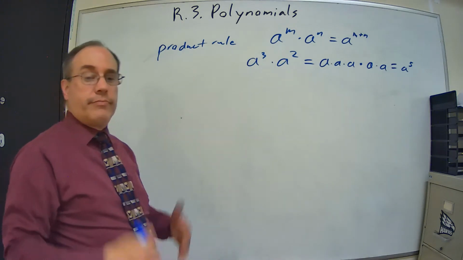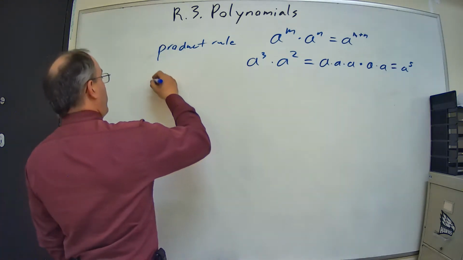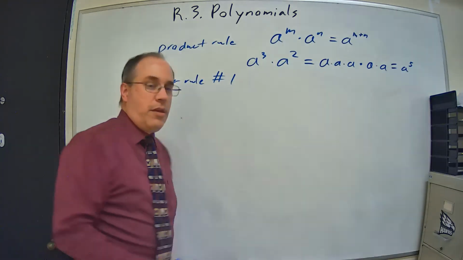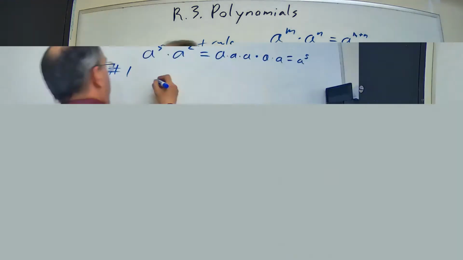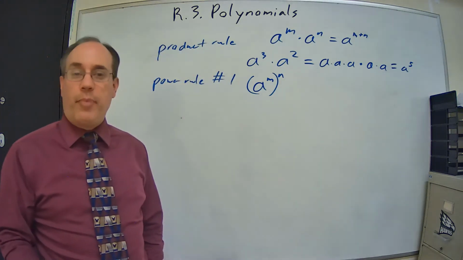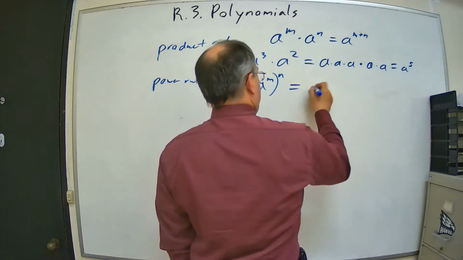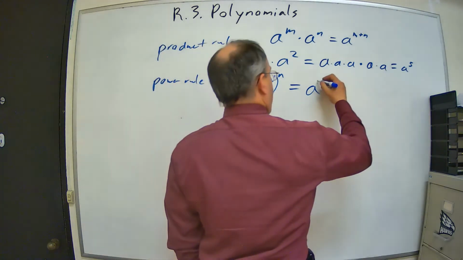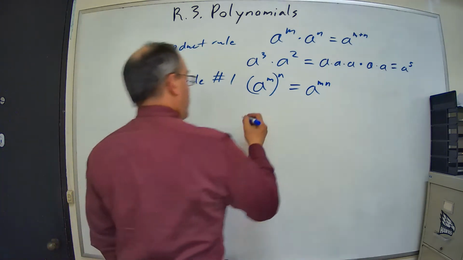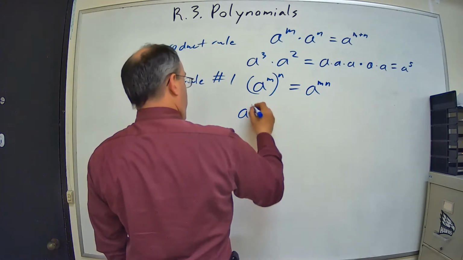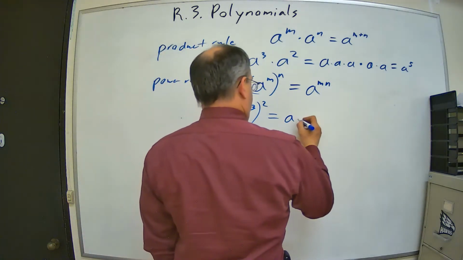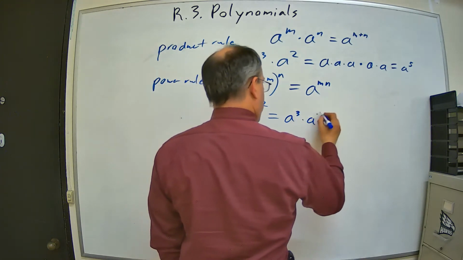Next rule, power rule number 1. Power rule number 1 says that if you have a to the m raised to an n, so a power raised to another power, that is equal to that base a raised to the m times n. Again, we'll use an example. If we have a cubed squared, that's a cubed times a cubed.